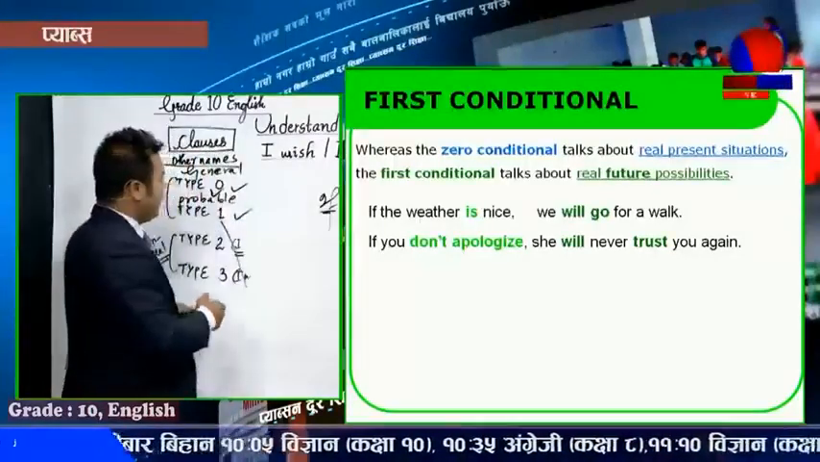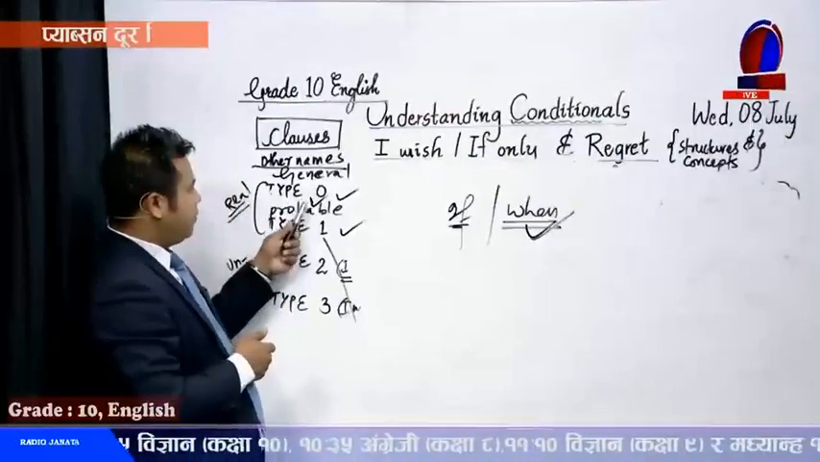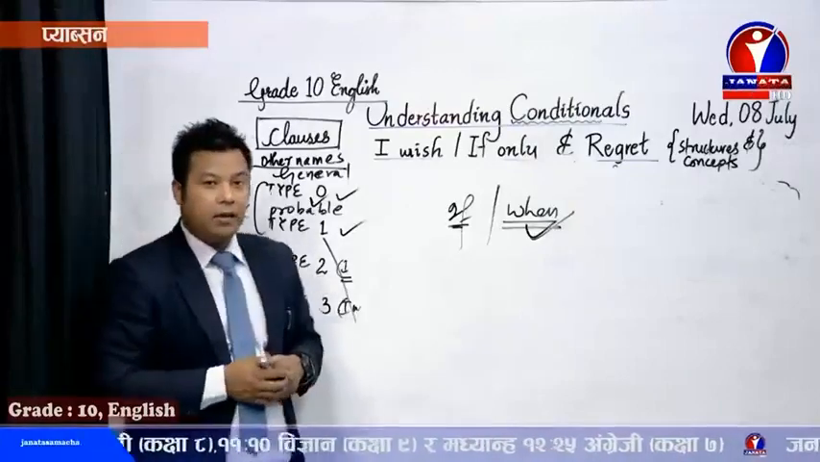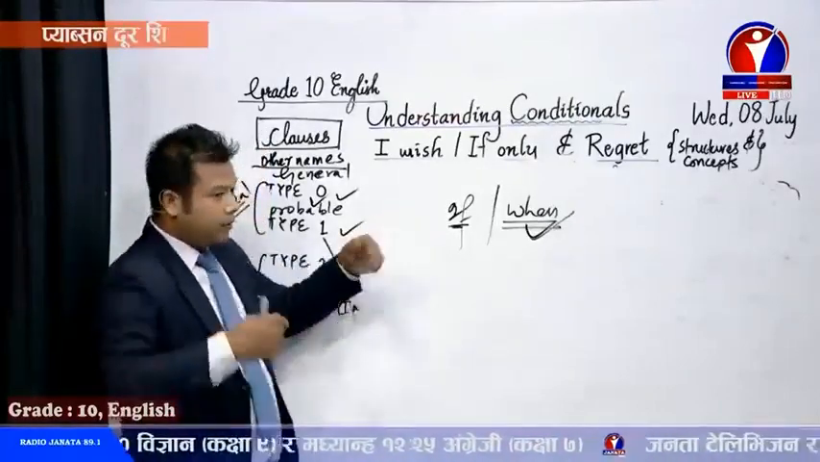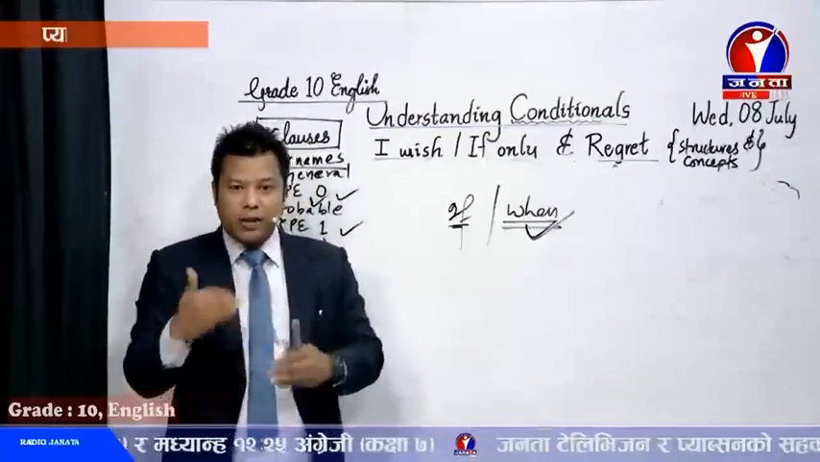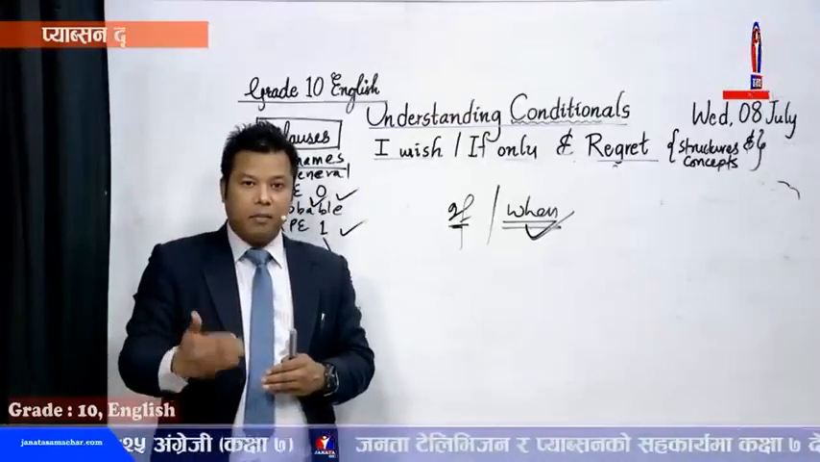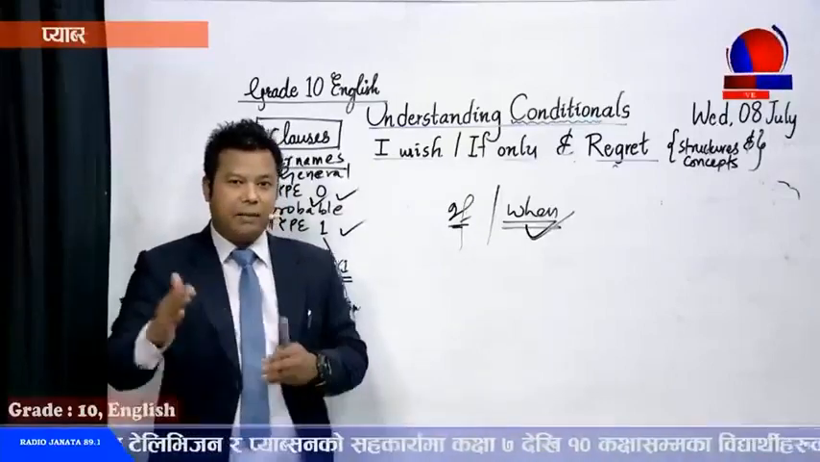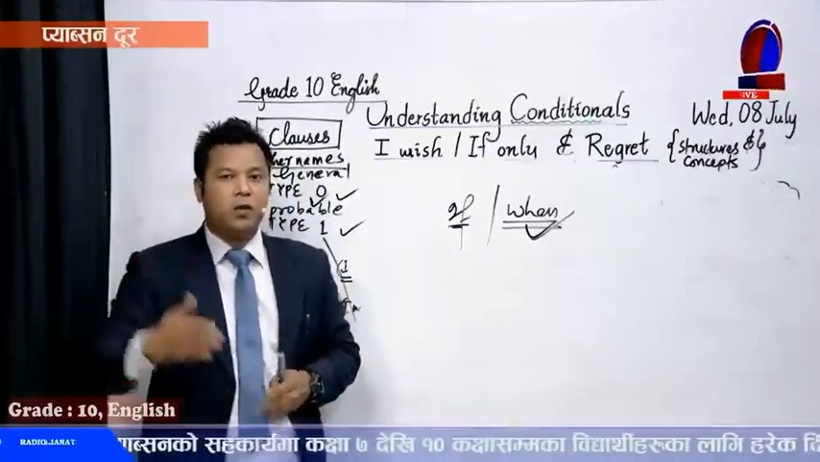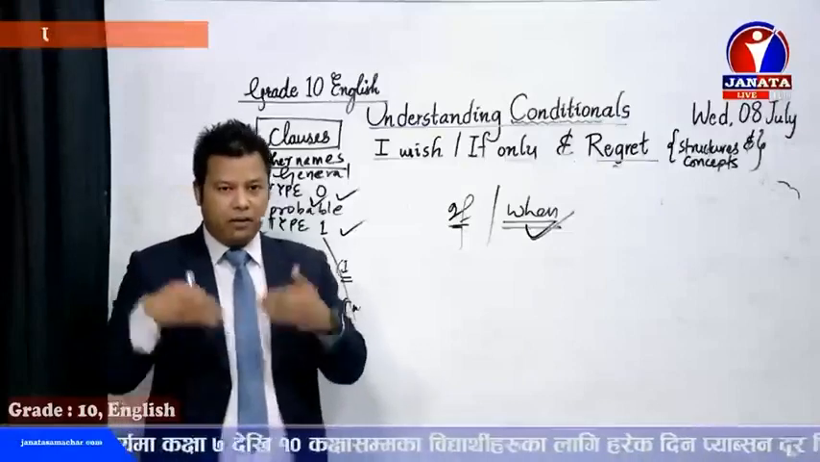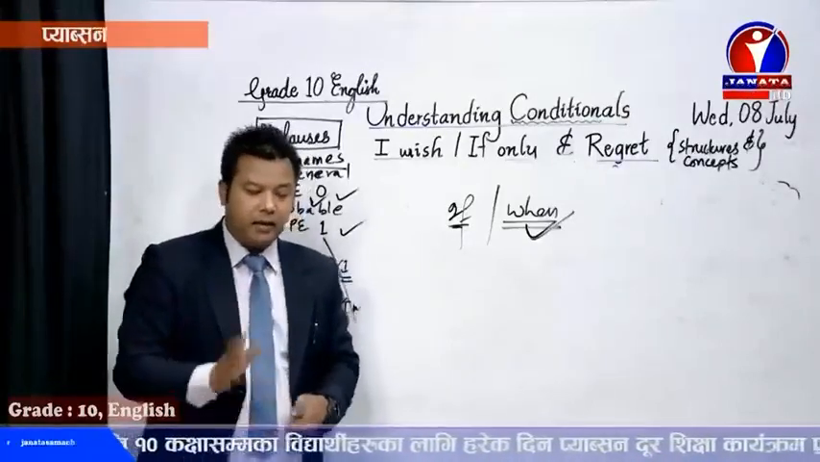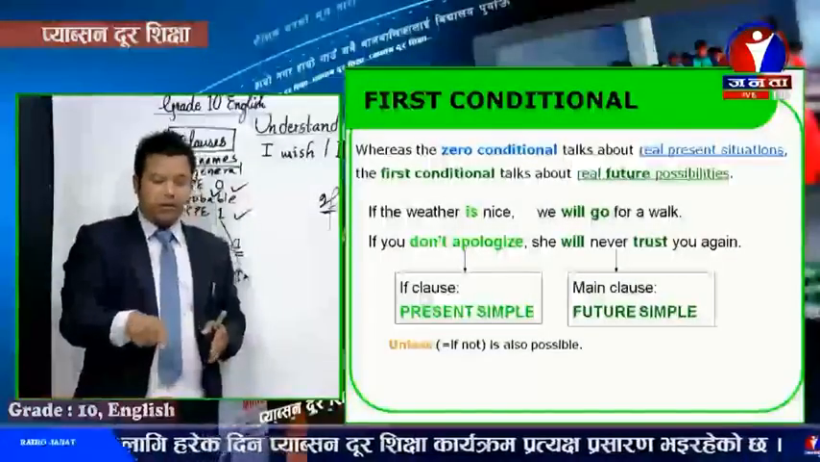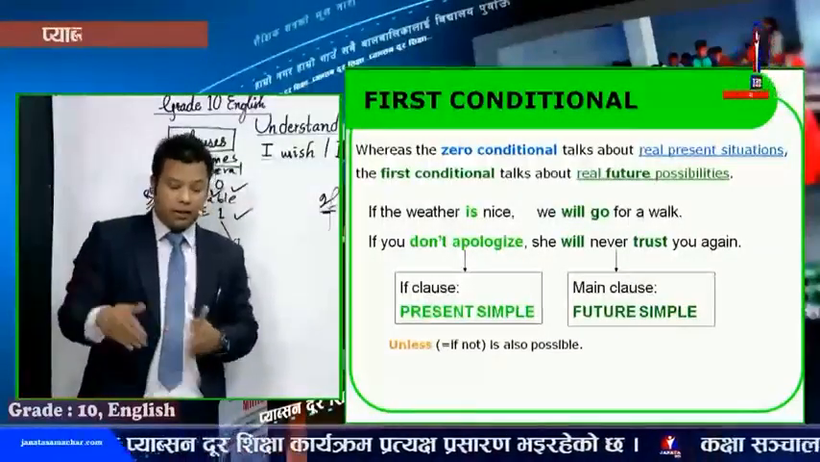Whatever the case, in both real situations, type 0 and type 1, probable and cause and effect, the conditions that are discussed are of the present, but the action that will come into effect will happen in the near future. The near future might be just a minute after this. That's how we understand first conditionals. Now, if clause, present simple; main clause, future simple. That is explained to you.